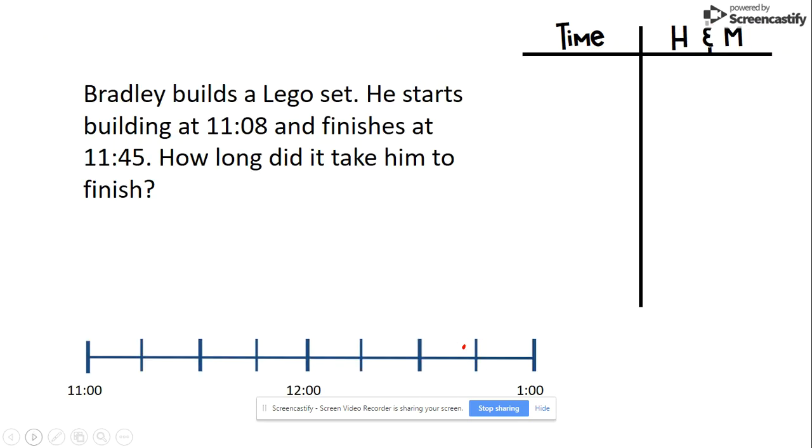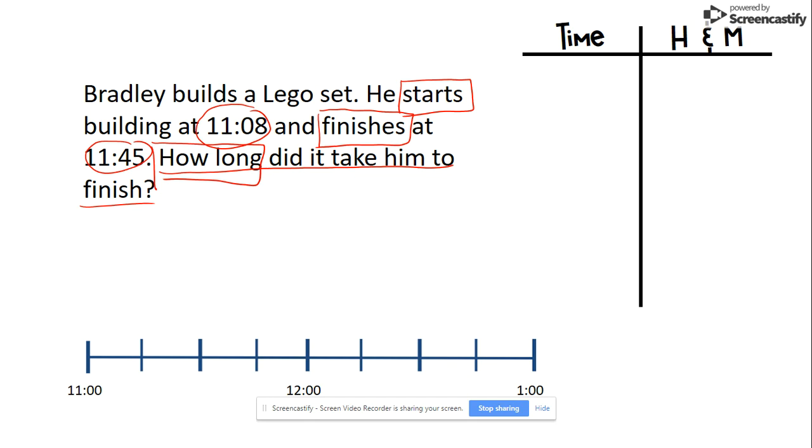In this second example, we have Bradley, who's building a Lego set. He starts building at 11:08 and finishes at 11:45. How long did it take him to finish? In my word problems, I always circle the numbers they give me and underline that question. I'm going to box any keywords. They have given me the start time of 11:08 and the end time of 11:45. And that phrase, how long, is my clue that I'm looking for the elapsed time.